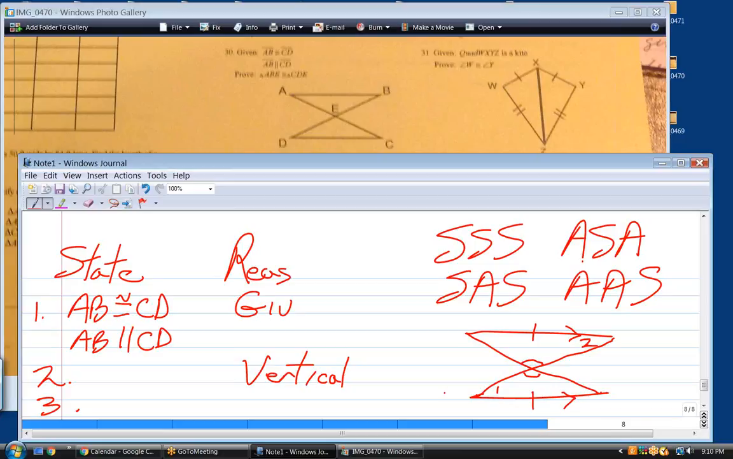Would it be angle, side, angle? No, always go in the shortest path. Start at one of your pieces of information. In other words, I have three things that I know. I know that, I know that, and I know that, right?